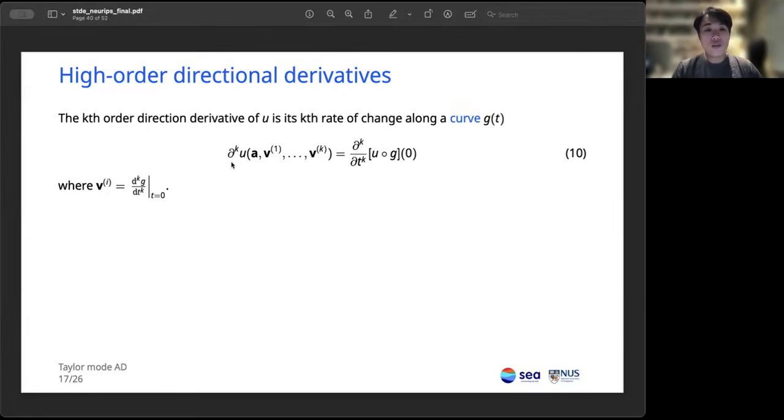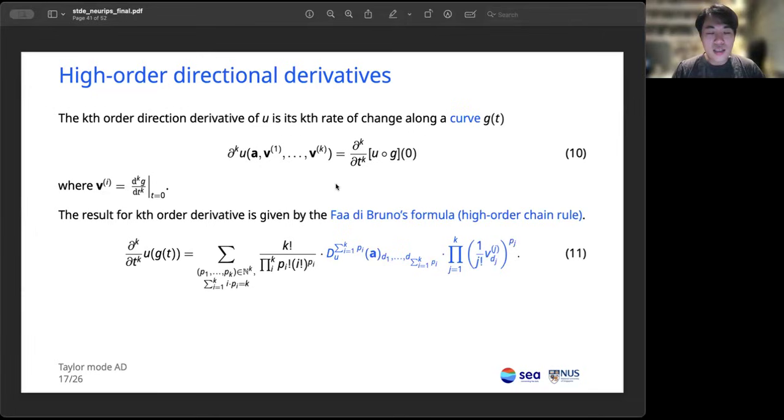Here I write it as partial k. What this reads is the kth order rate of change of u at point A along this curve G, which has up to kth order derivatives. The important thing is that this concept actually has a closed form formula, called the Faà di Bruno formula. It looks kind of complicated, but notice that this blue part is exactly the full derivative tensor, tensor dot some kind of Kronecker product of vectors. And that is almost exactly what we want, because this is a summation of such terms, and we also have this extra coefficient at the front.